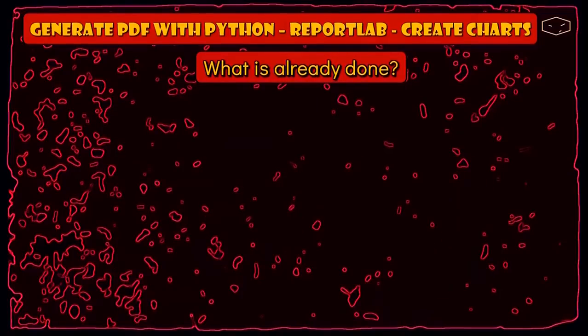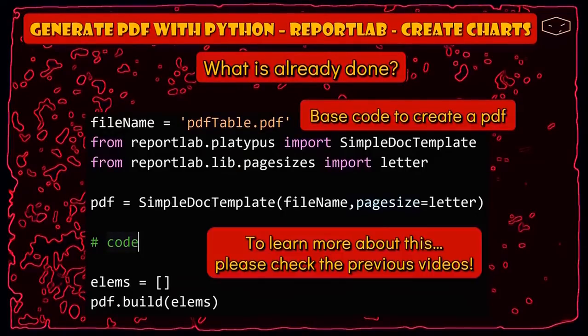What is already done? The base code to create a PDF. To learn more about this code, please check the previous videos. You will find in the description of this video links for those videos, okay?